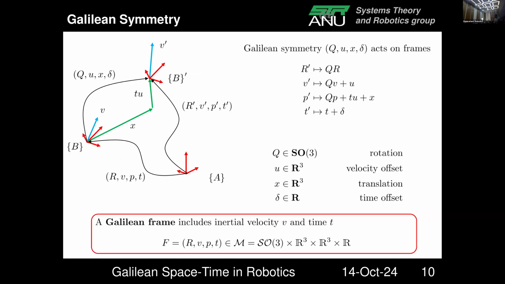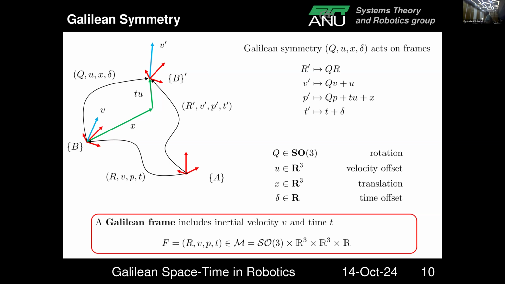So Galilean symmetry is something that looks like this. It essentially says that if I have two frames that I'm interested in, so frame B and frame B prime, and I'm going to measure them with respect to some other frame. And if frame B, which has coordinates R, B, and P, T with respect to frame A, is inertial and I apply a Galilean symmetry of this nature, then frame B prime will be inertial as well.